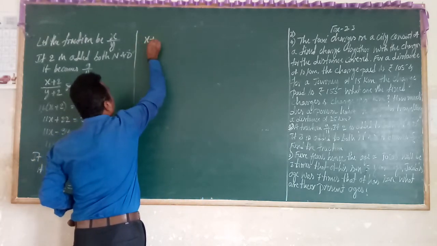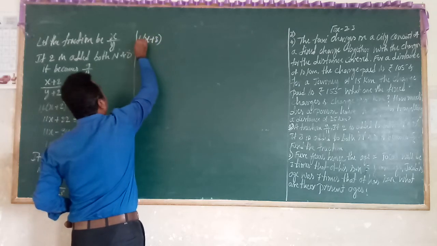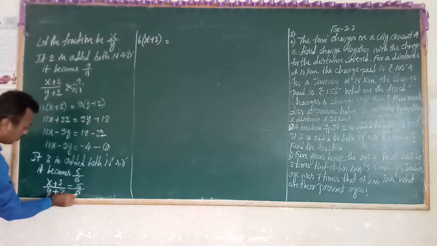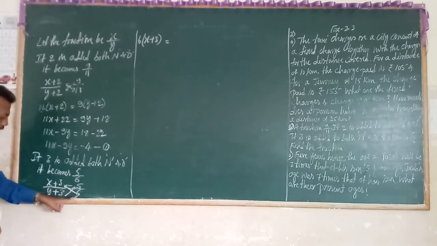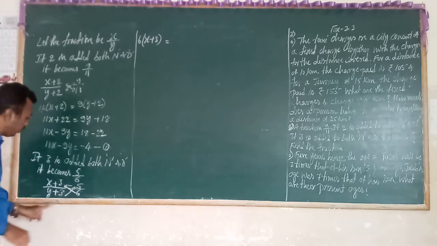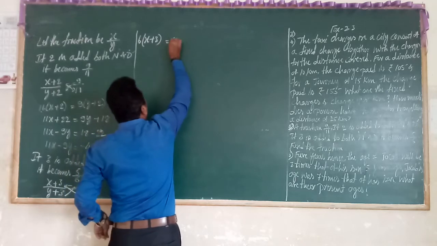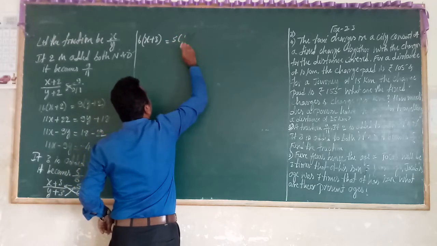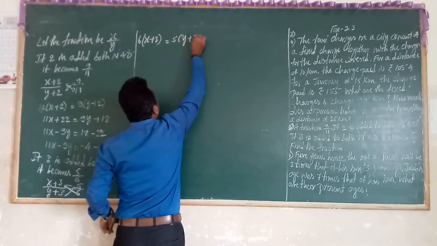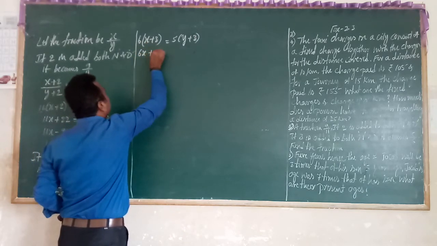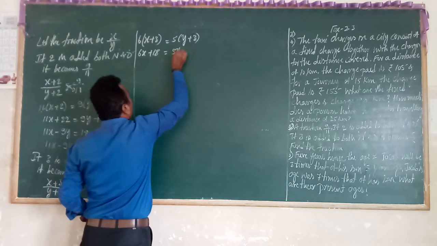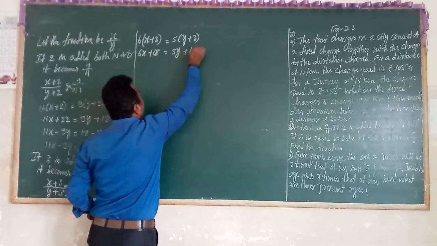Okay, (x plus 3) into 6 is equal to this one. So like this, we have to cross multiply that. So 6 into (x plus 3) and 5 into (y plus 3). Now 6 into x, 6x plus 6 times 3 is 18. It is equal to 5 into y, 5y plus 5 times 3 is 15.